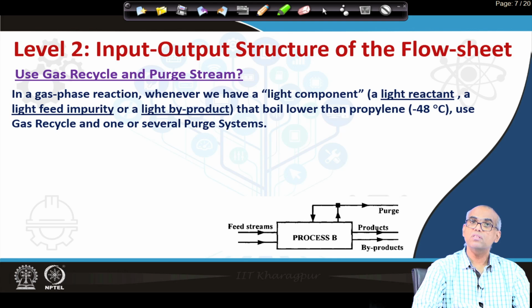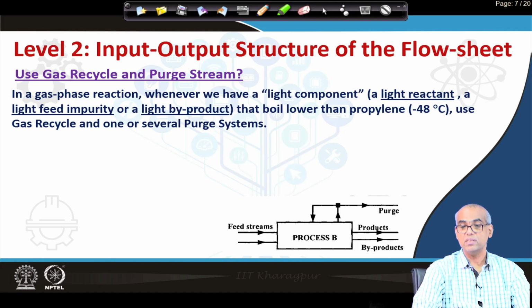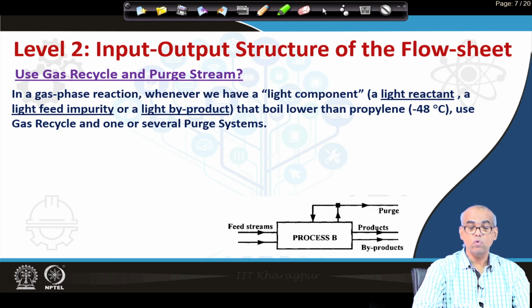Now, let us talk about the heuristics or design guidelines that are available. In a gas phase reaction, whenever we have a light component, what is a light component? A light reactant, a light feed impurity or a light byproduct that has a boiling temperature lower than the boiling temperature of propylene, which is minus 48 degrees Celsius. So, in a gas phase reaction, whenever we have a light component that boils lower than propylene, use gas recycle and one or several purge streams.